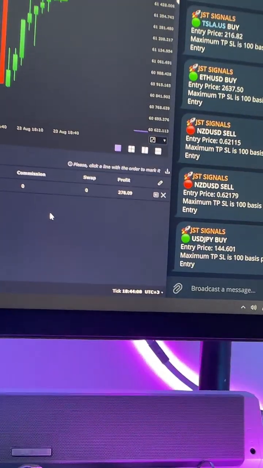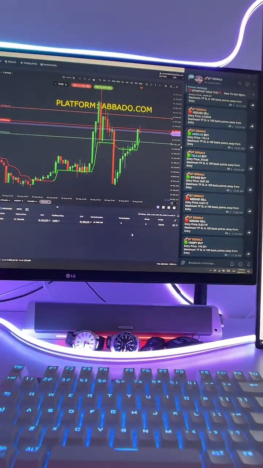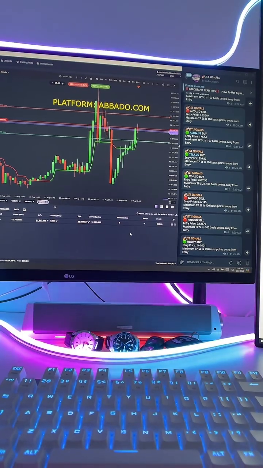All right, guys. So this trade is still hovering, but we're around $172, $200 in profit, 278. Let's go.